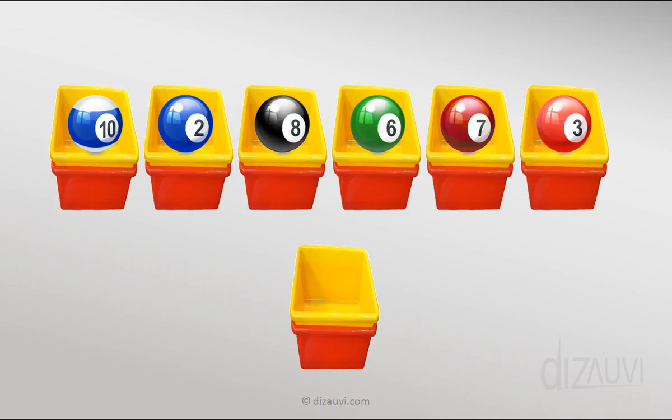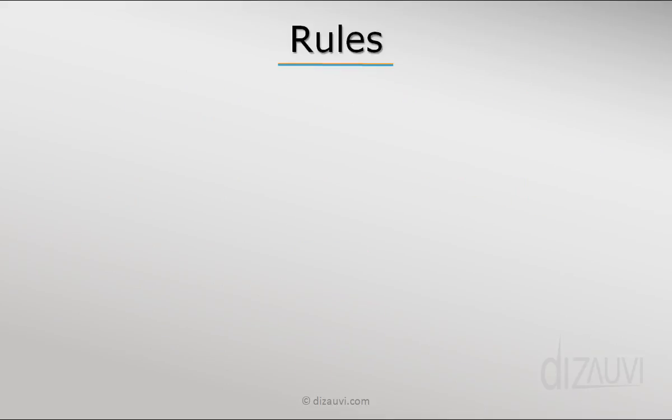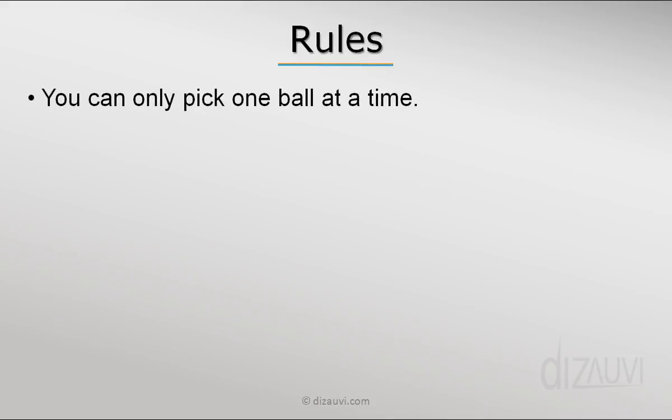So in that light, let's consider this problem of sorting these numbered balls according to the ascending order of numbers printed on them. Each of the ball is kept in a bin, and there is one empty bin which you can make use of. But there are some rules that you must follow. You can only pick one ball at a time. That is, at no point of time you will have more than one ball in hand.